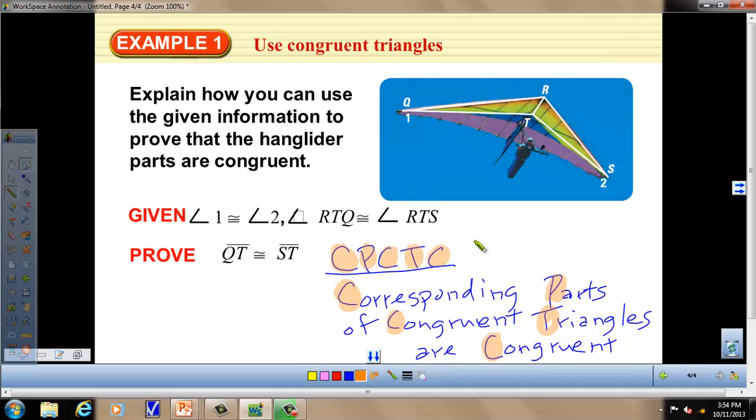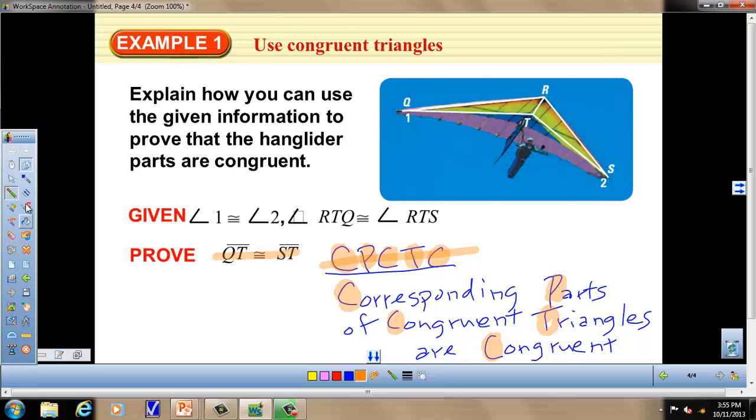This is a reason that we use in proofs, and we only use it after we prove two triangles congruent. So if you notice, most of the time when we've been doing proofs in the past couple sections, we have the given, and then the prove is the two triangles are congruent. So what we want to do is prove the two triangles are congruent, and then our last step will be this for our statement and this right here for our reason. So the last statement and the last reason will be this. The statement before this will be triangle RTQ is congruent to triangle RTS, and we'll have to have a reason.